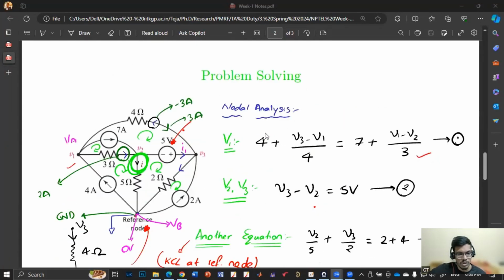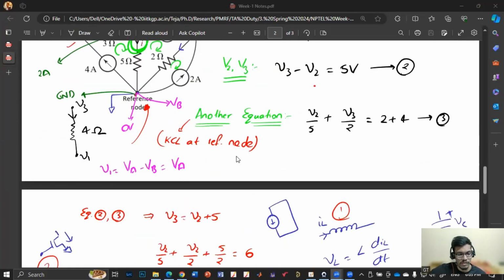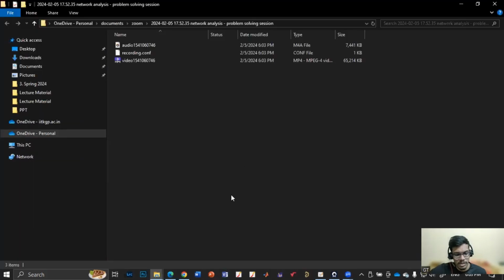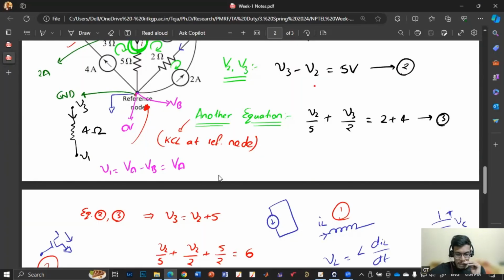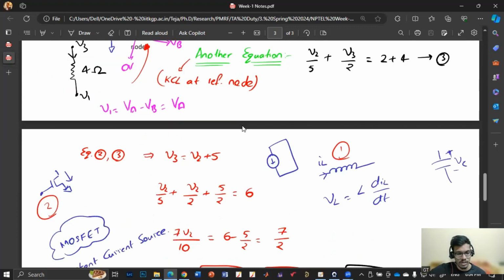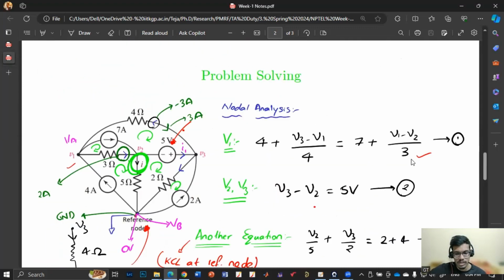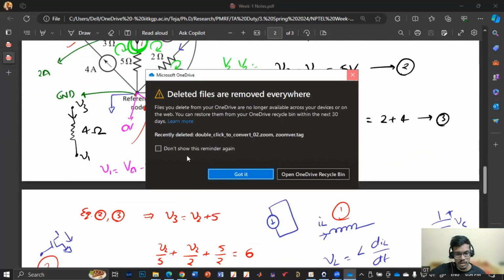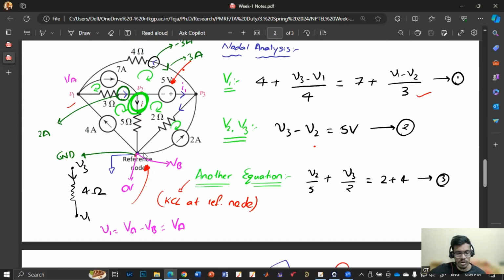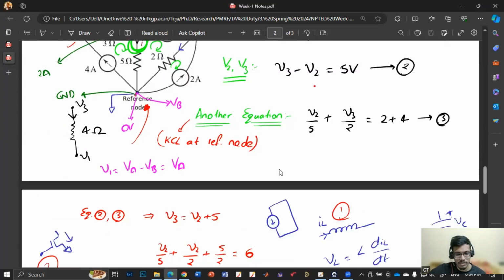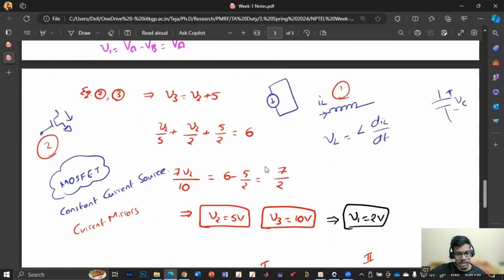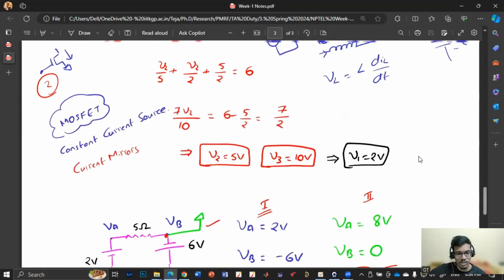Then we went to a problem solving session where we considered one problem, and after considering that problem, we realized that we cannot directly apply nodal analysis. So we went to some other equation, and from that we got this third equation. We went to the other node and we got the third equation. After getting the third equation, we had 3 equations and 3 unknowns, and we solved them.